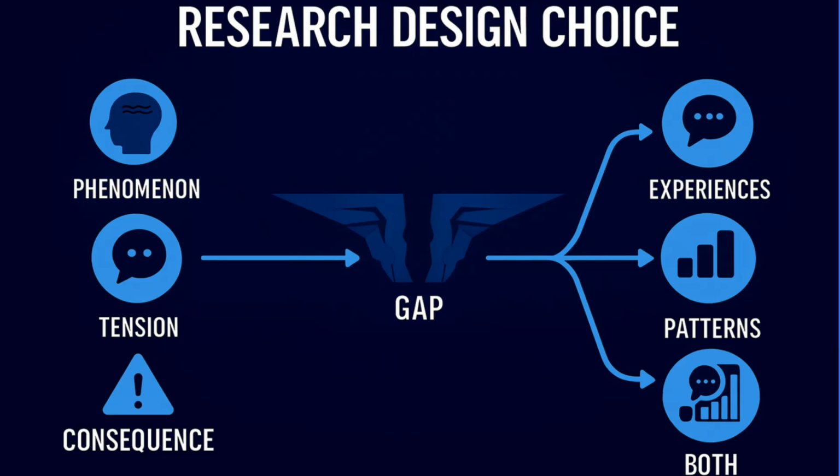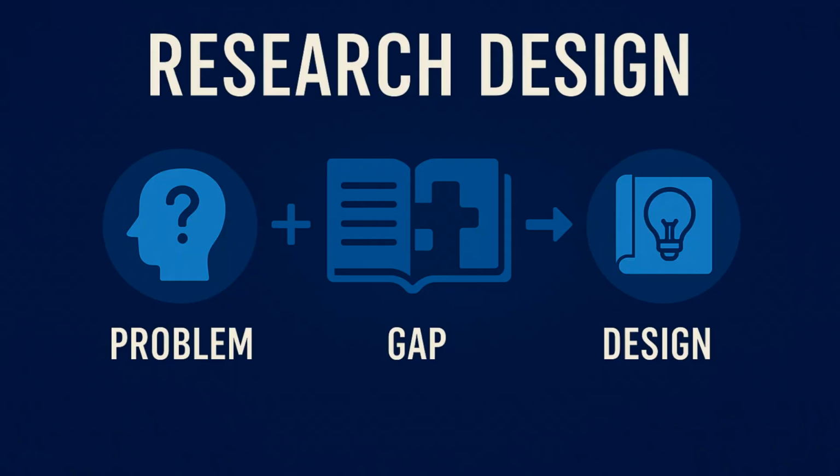When the phenomenon, the tension, the consequence, and the gap are examined together, certain studies reveal a clear need for experiential depth. Others require measurable patterns, and still others demand both. In this video, we will examine specific examples where the structure of this reasoning becomes visible.